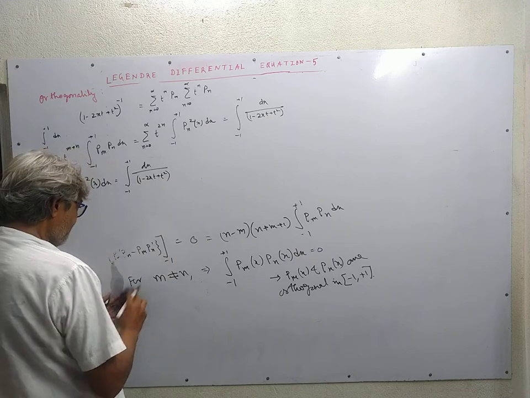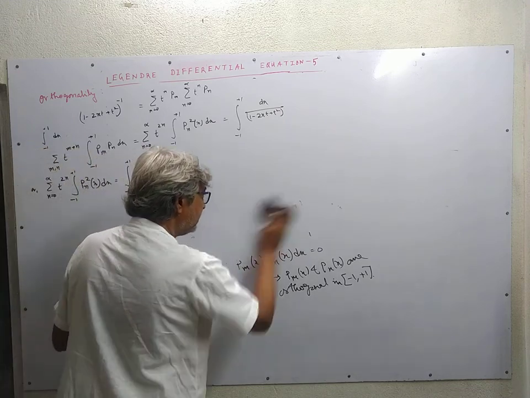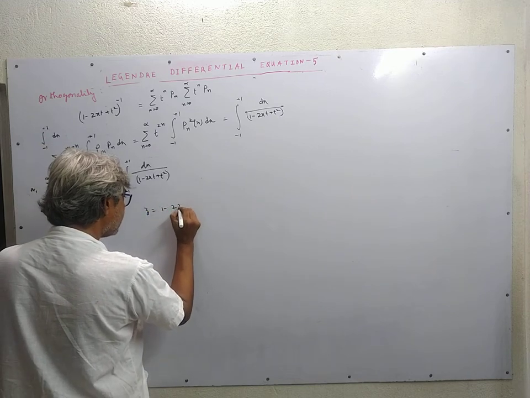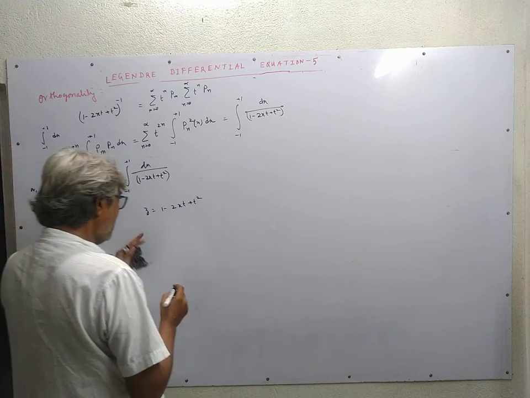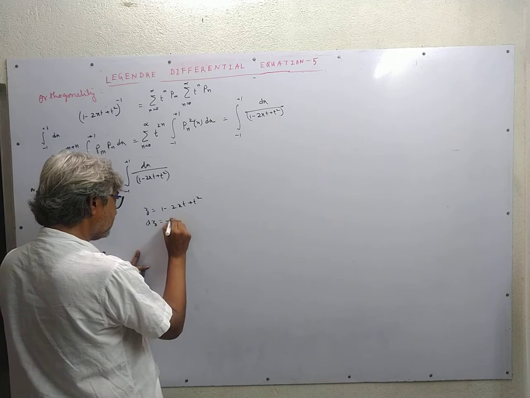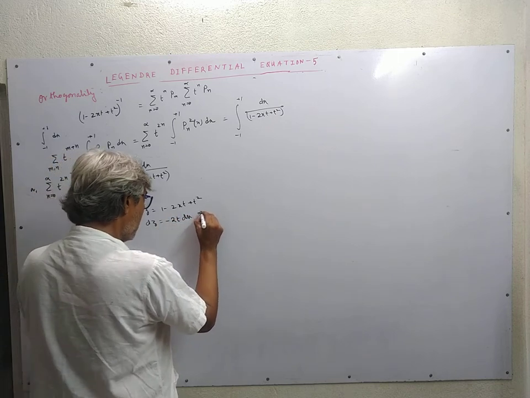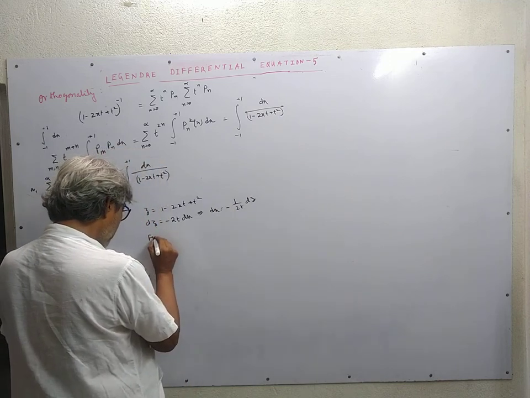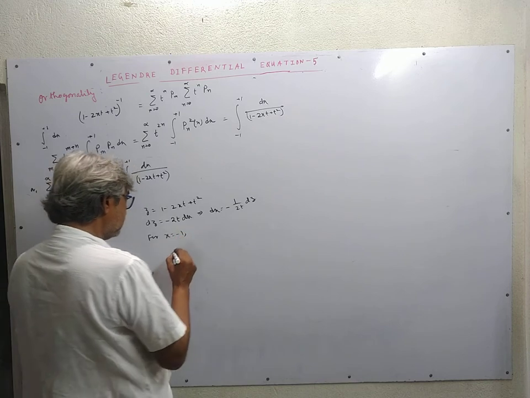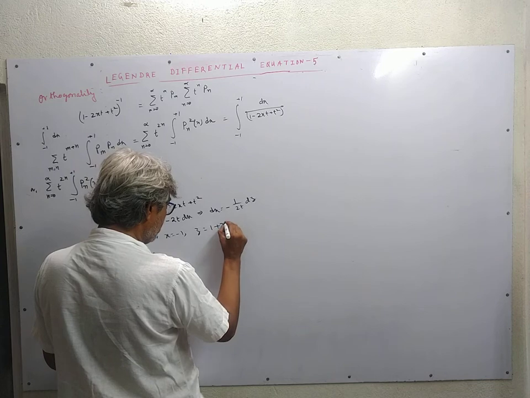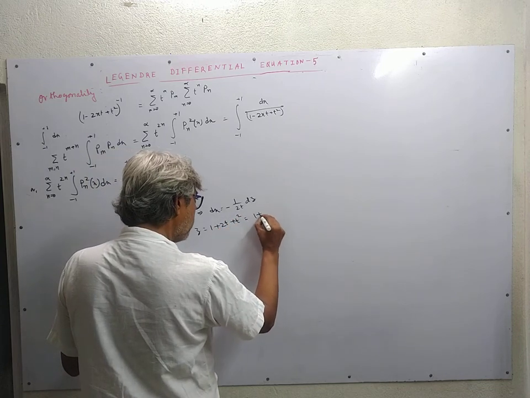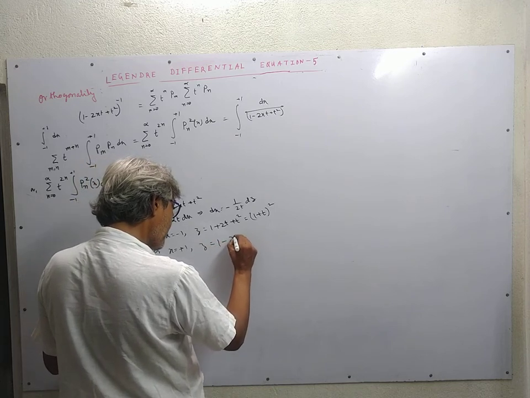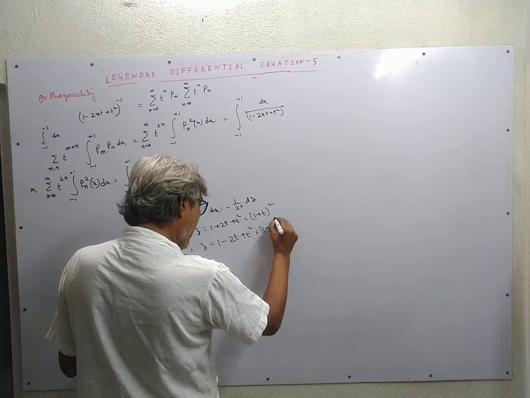We introduce a variable z which takes into account the denominator. So we write z is equal to 1 minus 2xt plus t square. So dz is equal to minus 2t dx, or dx is equal to minus 1 by 2t dz. For x is equal to minus 1, z will be 1 plus 2t plus t square, that is 1 plus t whole square. And for x is equal to plus 1, z is 1 minus t whole square, as t is less than 1.